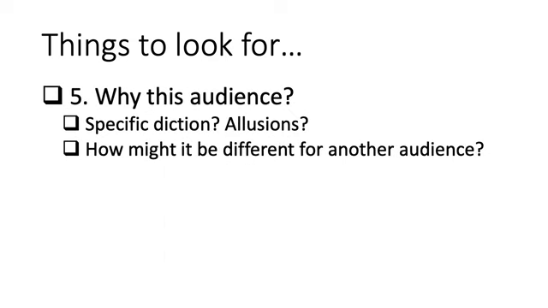And last thing before we jump into the prompt, why this audience? What is it about this audience that they would need to hear? Is there any specific diction or allusions being used because they're this audience? And how might those be different if it were for a different audience? So all things to consider as you are reading.